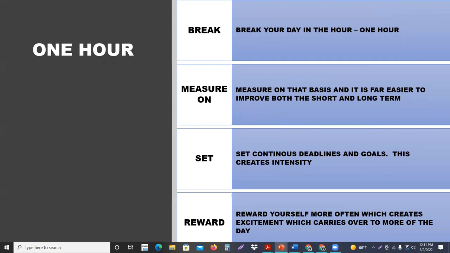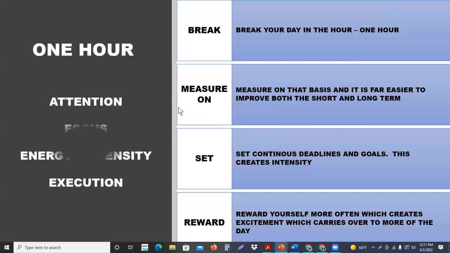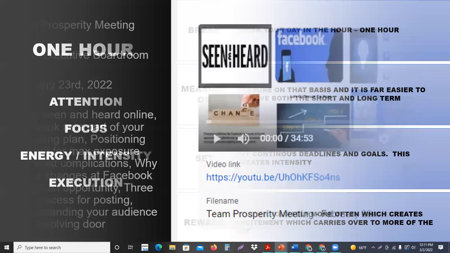Like I said, if you're getting stuff done, create excitement for yourself. That's going to carry over to more of the day. So once again, the hour is really just trying to bring you to a point where you have attention, focus, energy and intensity in the moment, and you're able to execute.